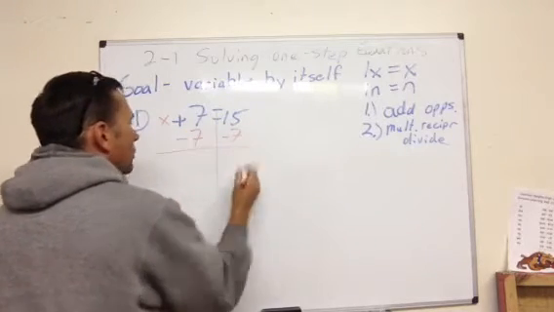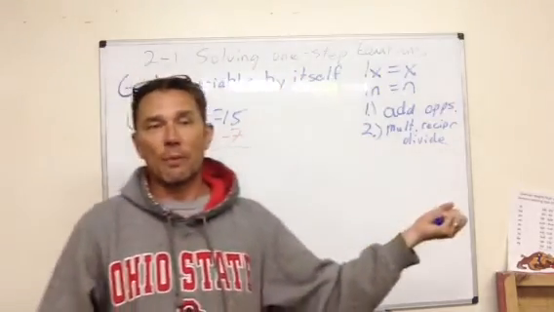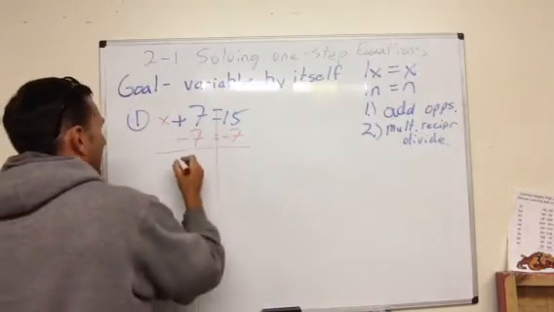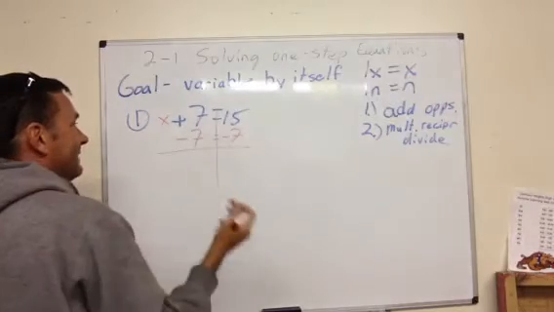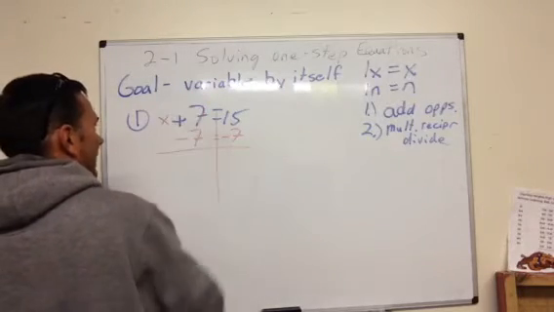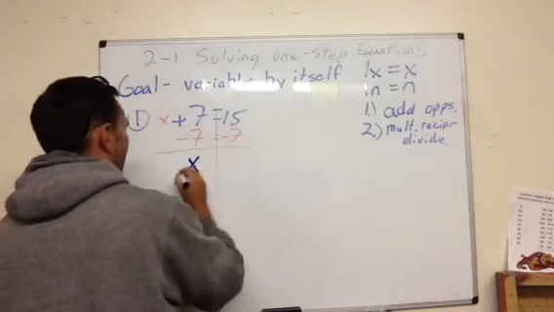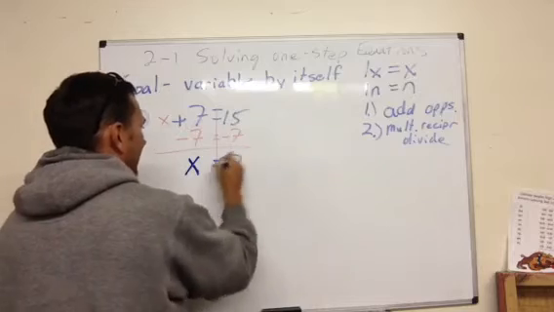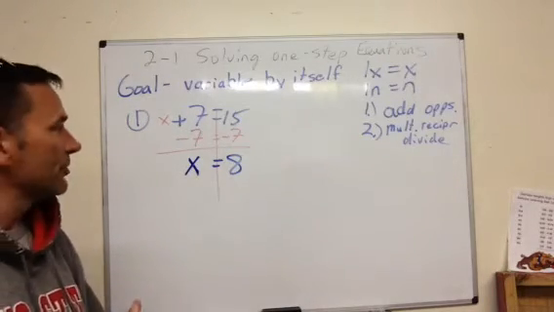And again, we need to do it to both sides. Again, if I take 7 away from a balance here, I need to take 7 away from the balance here. Guess what? 7 plus negative 7 is 0. This part gets canceled off, and we are left with just x. 15 minus 7 is 8. And there's our answer. One step to solve.